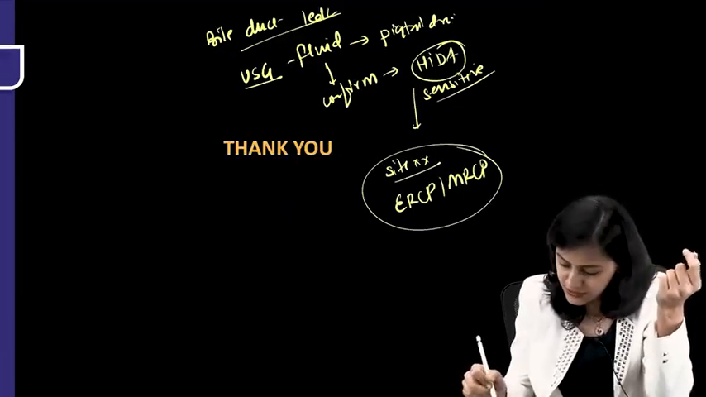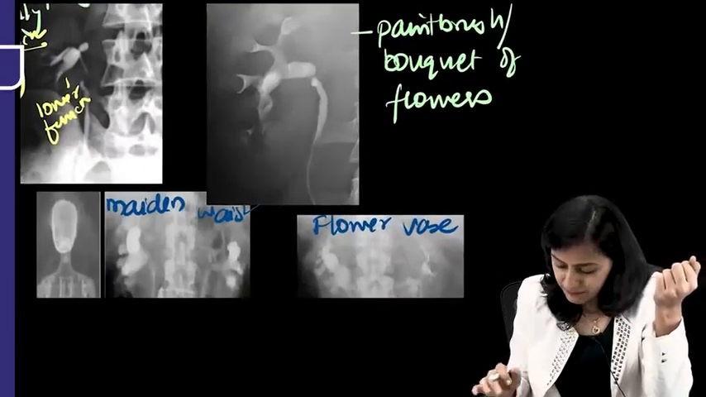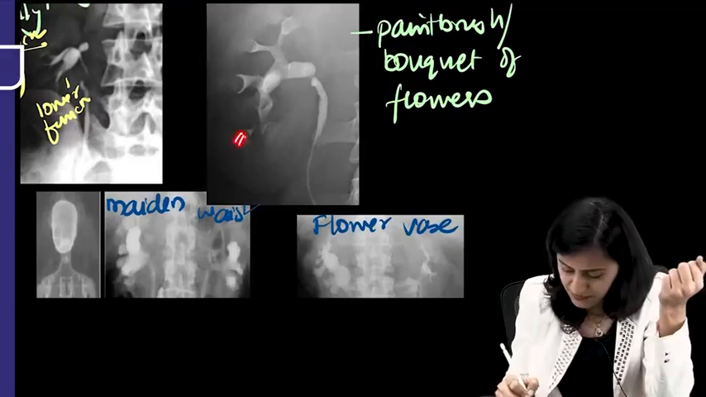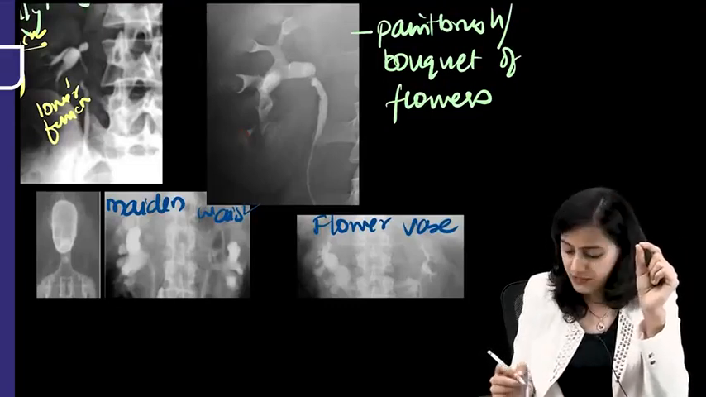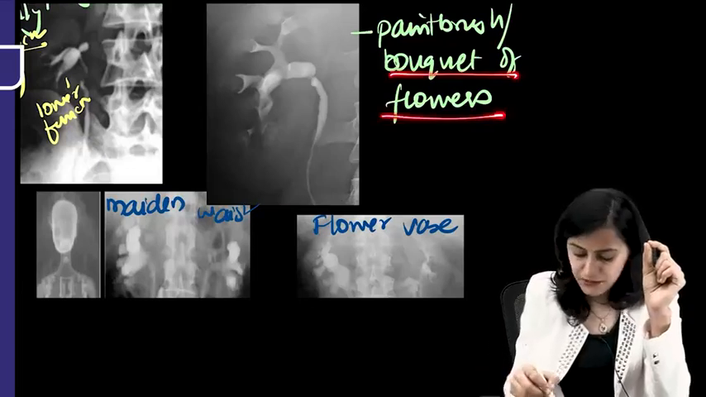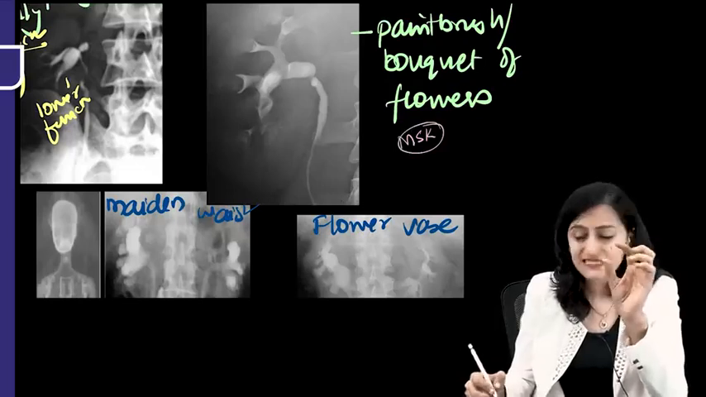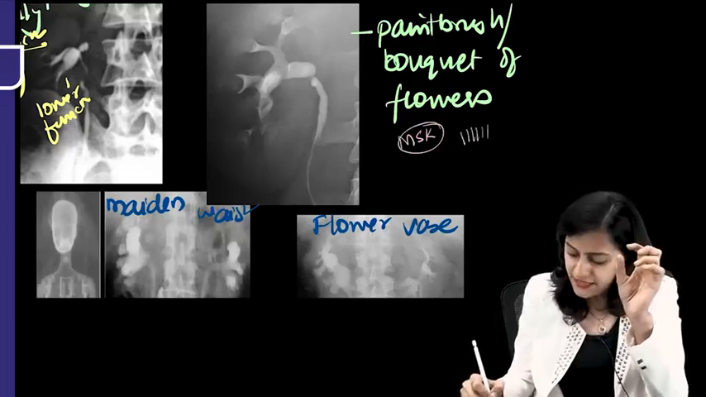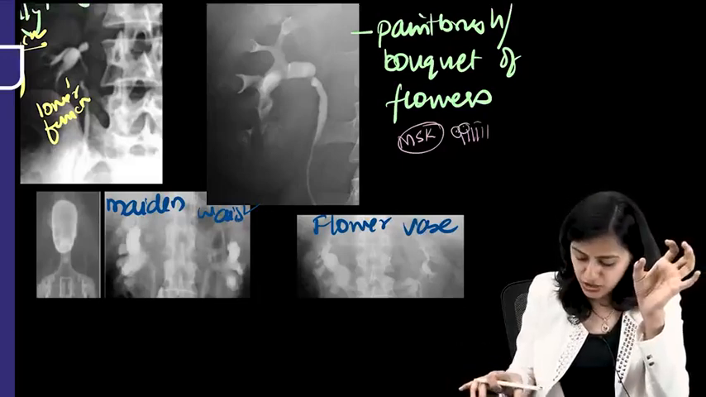Now going to the next one that we have here. This one is the paintbrush appearance, right? The multiple dilated collecting ducts giving the paintbrush appearance or the bouquet of flowers appearance, which is seen with medullary sponge kidney. The collecting ducts in the medulla are dilated, they give this paintbrush or bouquet of flowers appearance, medullary sponge kidney.